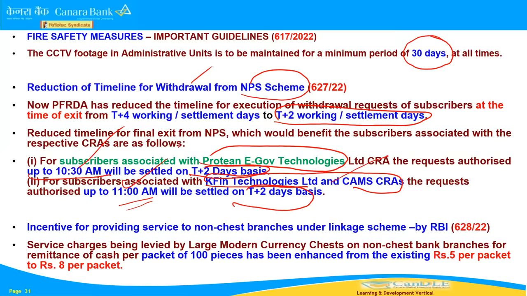Then, incentive for non-chest branches. If non-chest branches, what is the incentive? Recently, RBI changed this. Service charges by large modern currency chest: if they are depositing any packet of 100 pieces, they will charge 8 rupees. Earlier it was 5 rupees. Now RBI has increased it to 8 rupees per packet.